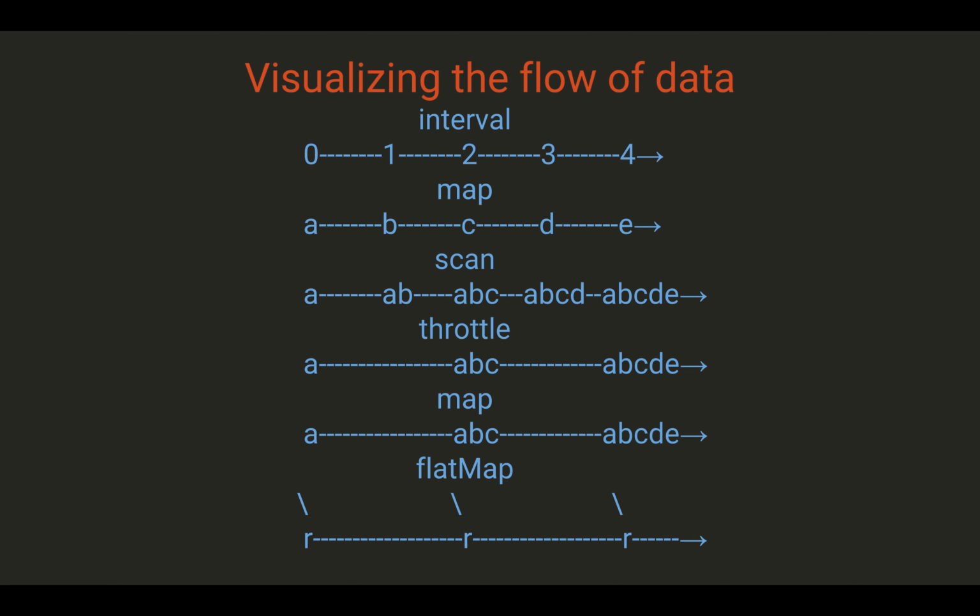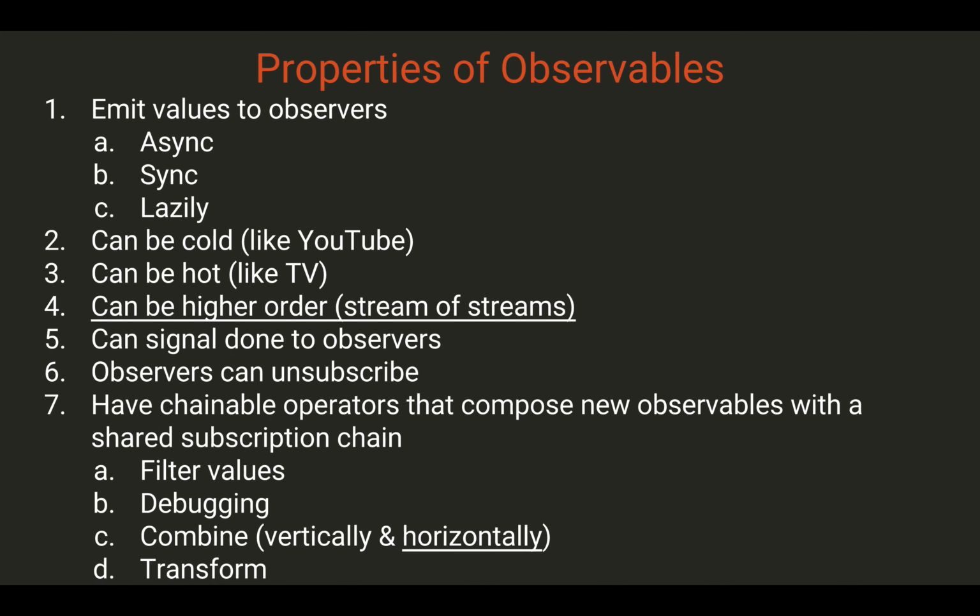But if we want to visualize what was happening with our data, we would start with the interval. We got 0, 1, 2, 3, 4. We map it onto letters, A, B, C, D, E. Then we scan to combine those letters into phrases. And then we throttle, so we do it every 1 second. So we're cutting out every other phrase. And then we map. In this case, since there's no special characters, it's not really changing anything, but we're URI encoding right now. And then finally, we flat map from a stream of requests with responses onto a flat stream of just response objects. And that's one of the real strengths of modeling things using streams, that you can very easily create these marble diagrams to visualize how data moves through your system.